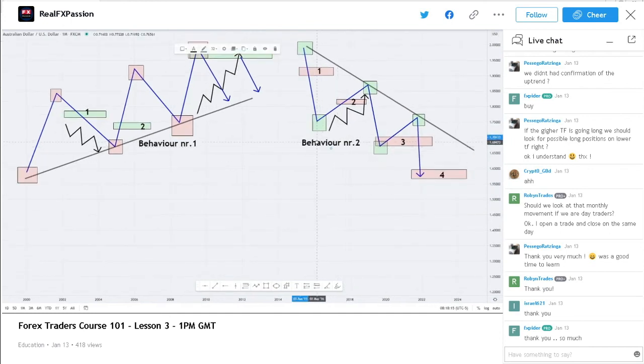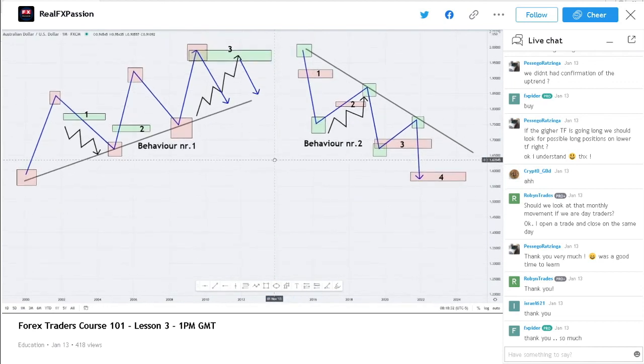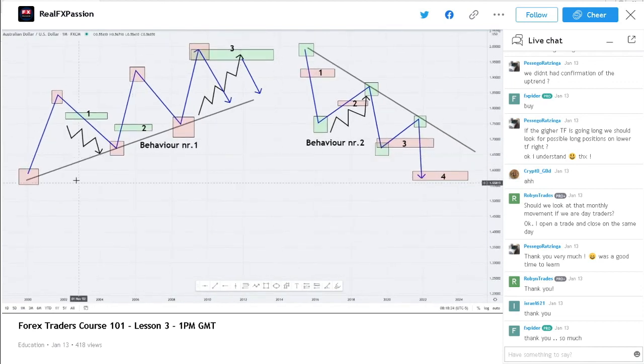So just to make it easier, everybody, the best places to buy or sell are near the trend line. Not to be too specific in this lesson, we are going to learn everything step by step, but the best entries are near the trend line.